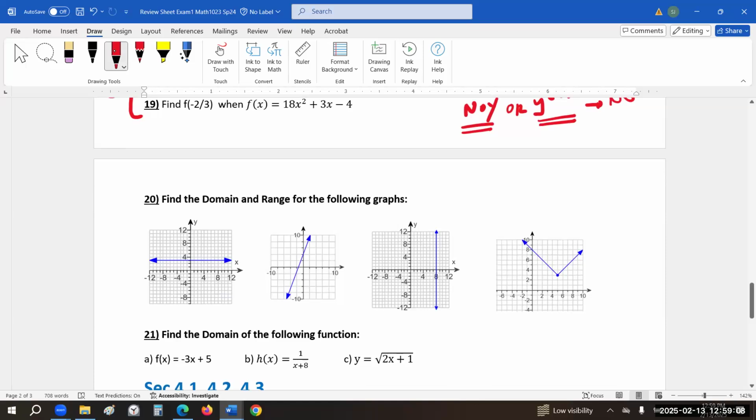Finding domain and range from the graph. I believe 3 of these. One is for domain and one is for range. Two parts: find the domain of the function, find the range of the function. Again, you're not going to do any math. You're just going to write down the interval.